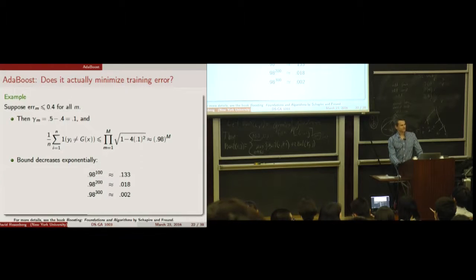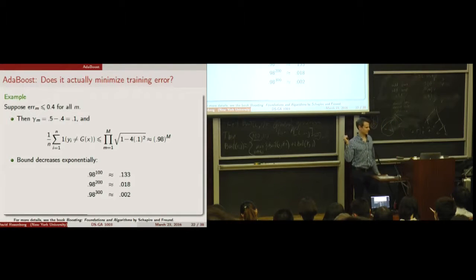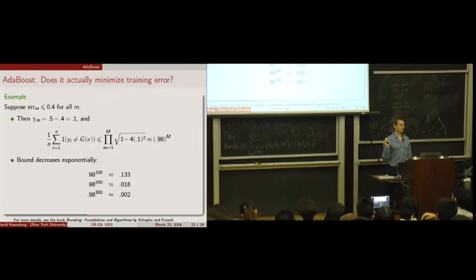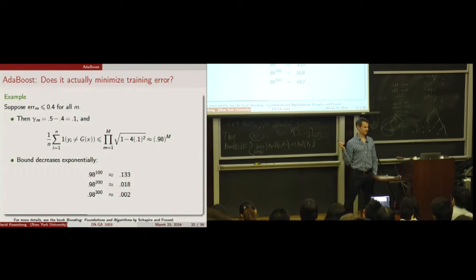Yeah. This happens for any algorithm that uses a weak classifier, or does it change something? Okay. So I made one big assumption to make this picture, to make these numbers. What was my assumption that I made? I assume that the error is always less than or equal to 0.4. So if I could do that, this is the result.